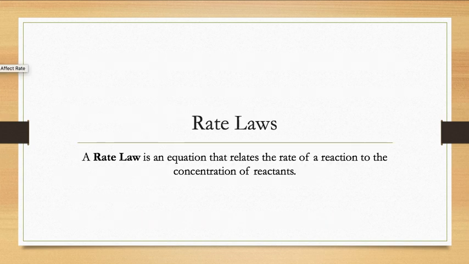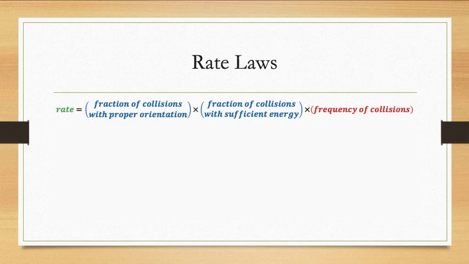So we can take that and now look at these things called rate laws. So a rate law is just an equation that relates the rate of a reaction to the concentration of the reactants. Okay? So if we go back to what we just said, right? We said the rate of a reaction is equal to the fraction of collisions with proper orientation, the fraction of collisions with sufficient energy, and the frequency of collisions. Okay, so if we looked at a generic rate law, it would look something like this.